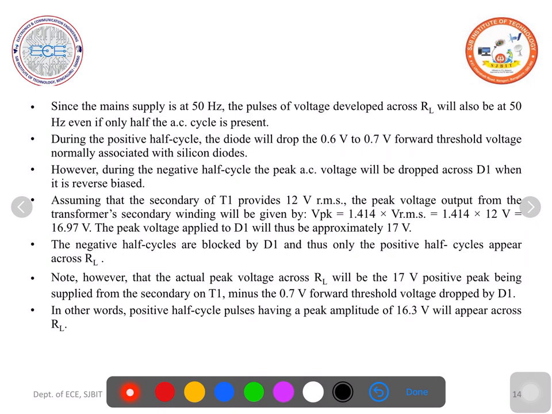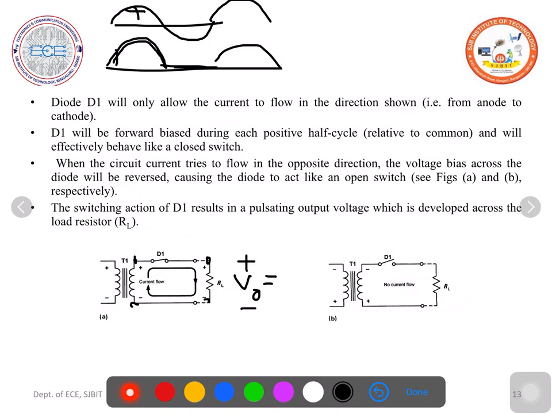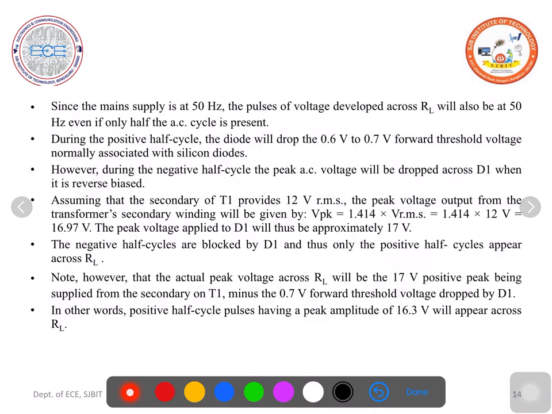Since the main supply is at 50 Hz, the pulses of the voltage developed across RL will also be at 50 Hz. The input frequency is 50 Hz. Output voltage frequency is also 50 Hz. Here, this is one cycle. Cycle is a period after which it repeats itself. The output also repeats after this. So the input and output frequency both are at 50 Hz.